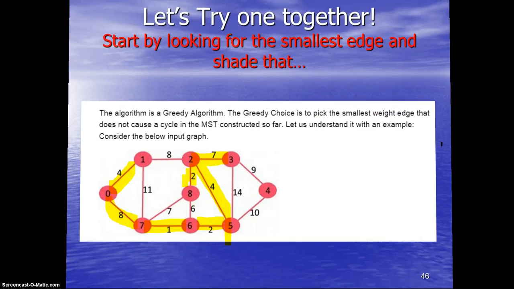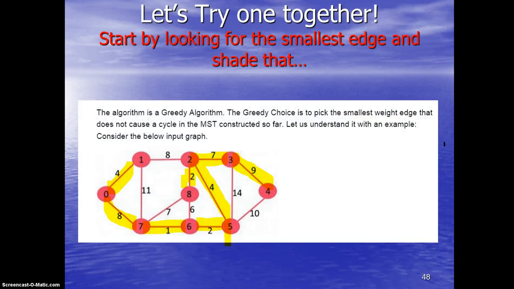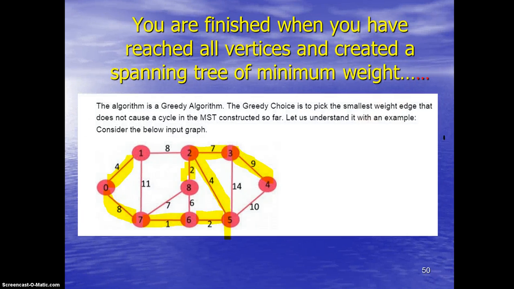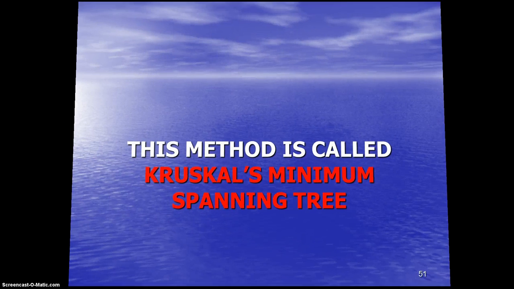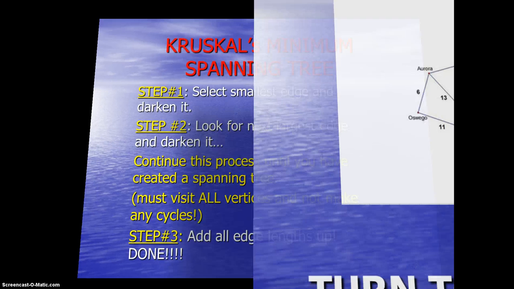Path of 8, and path of 9. And you're done when you've reached all vertices. It's called Kruskal's. Here's the rules. Start by selecting the smallest edge and darken it. Look for the next one and darken it. Continue till you've created a spanning tree. Notice you have to visit all vertices and you add up the edges.